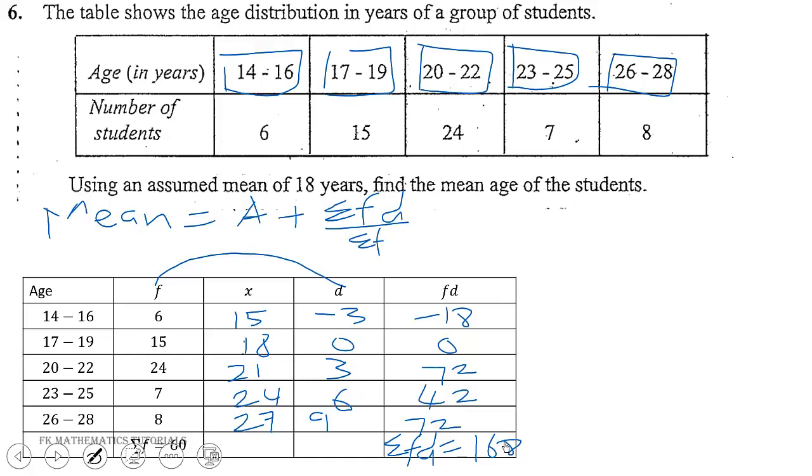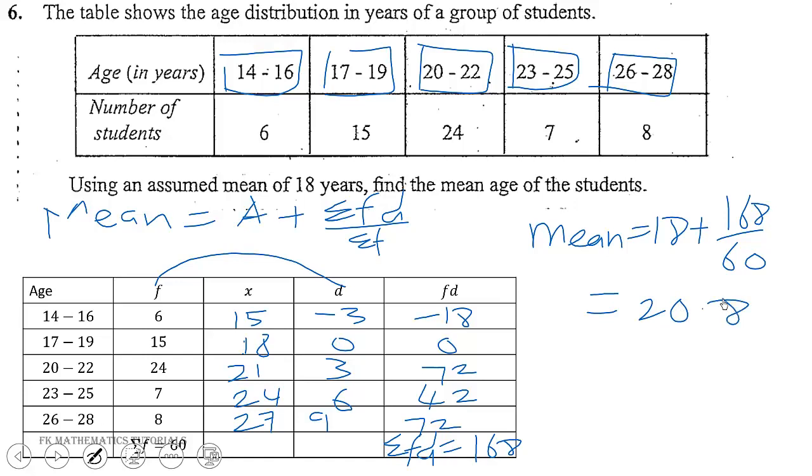So the mean is therefore equal to 18 plus 168 over 60. And this will give us 20.8.